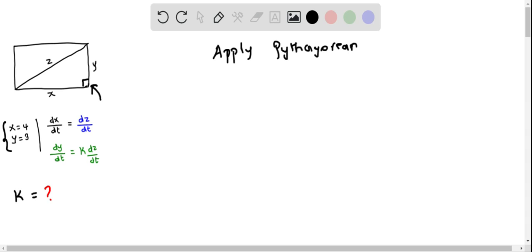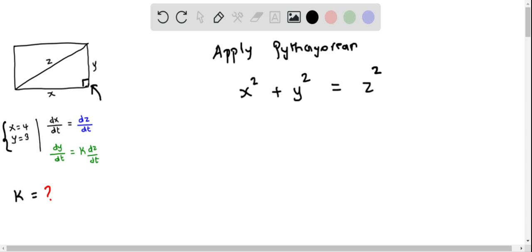So we can apply the Pythagorean theorem, which says that the sum of the squares of the sides is equal to the square of the hypotenuse. One of the sides is x, so I write x squared, plus the other side is y, so I take the square, and this is equal to the square of the hypotenuse. z is the side length of the hypotenuse, so I write this as z squared.